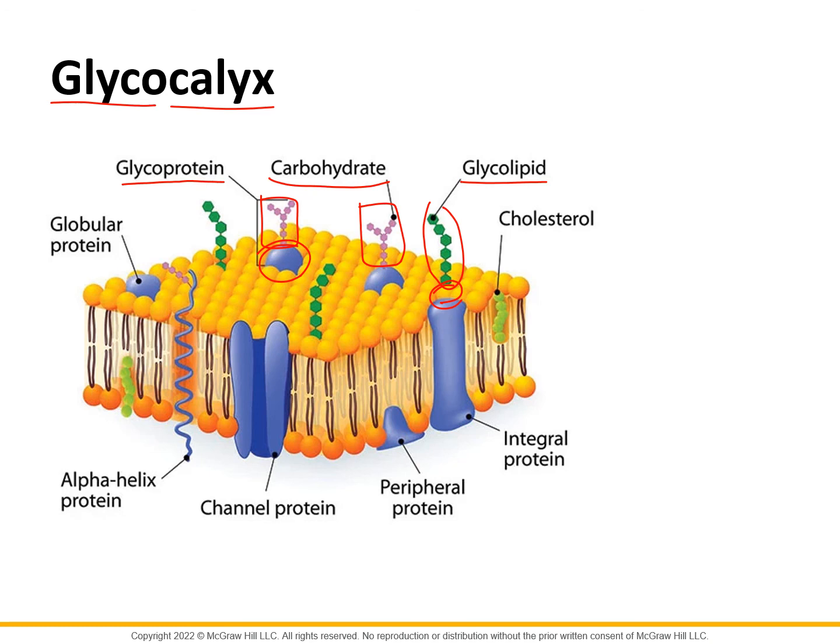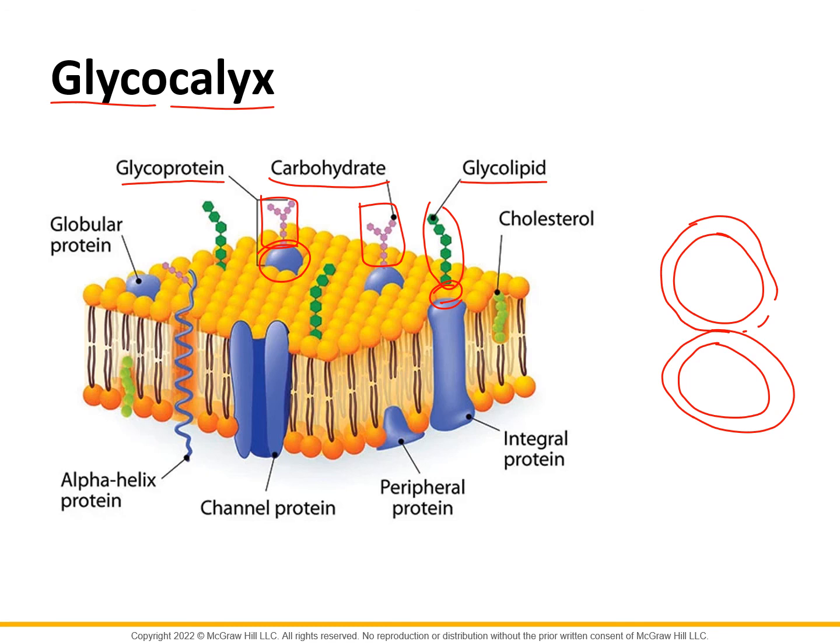And the glycocalyx surrounds the whole cell. So if this was your cell, you have basically this layer of carbohydrates all surrounding the cell. And the main purpose of the glycocalyx is adhesion. Because think of sugar, when it gets wet, it gets sticky. So the glycocalyx is what allows the cells to stick together.